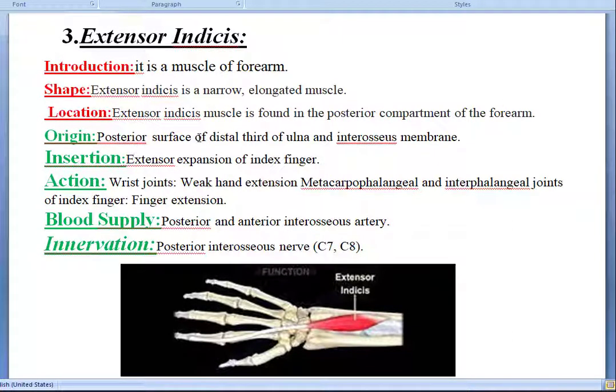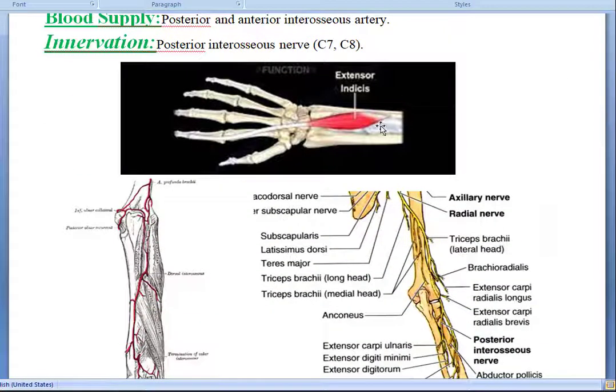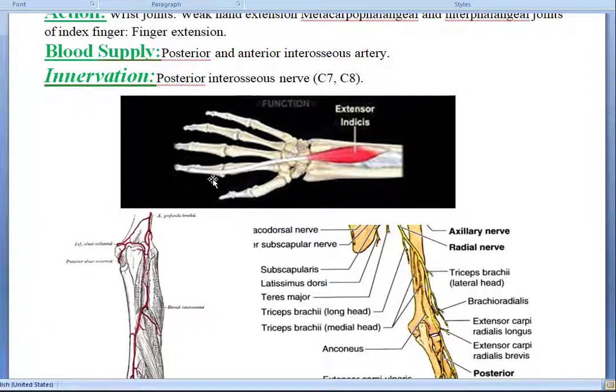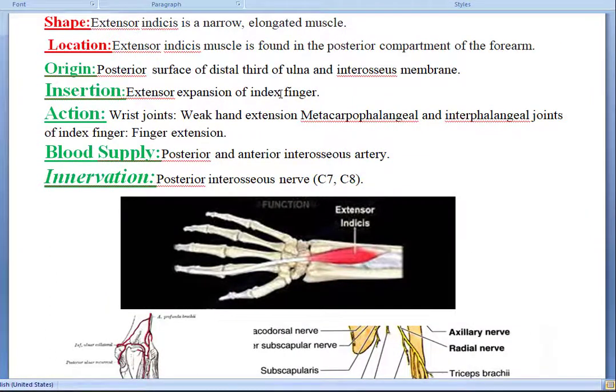It arises from the posterior surface of the distal third of the ulna and interosseous membrane. So this will be its origin, and its insertion is in the extensor expansion of the index finger.